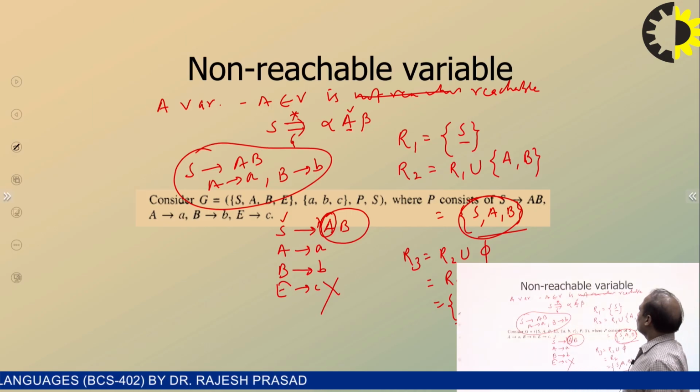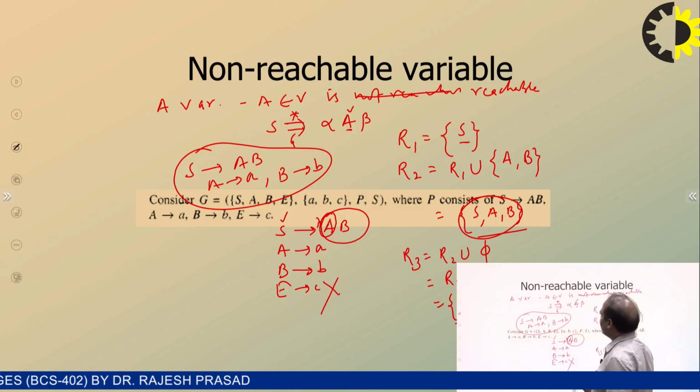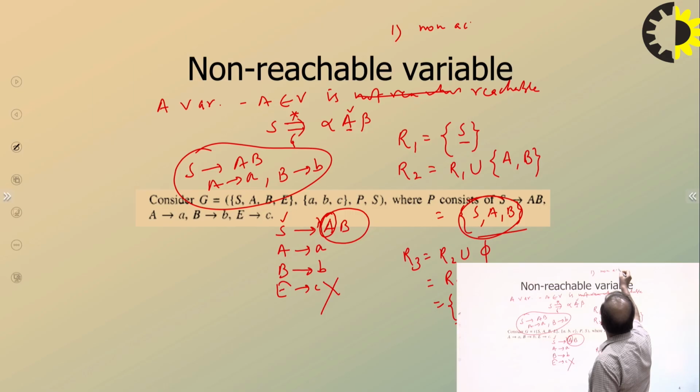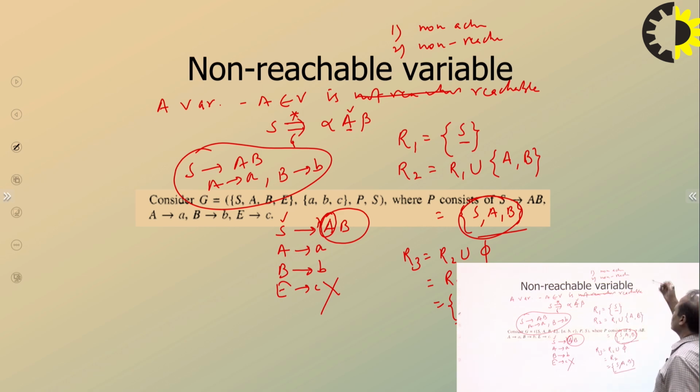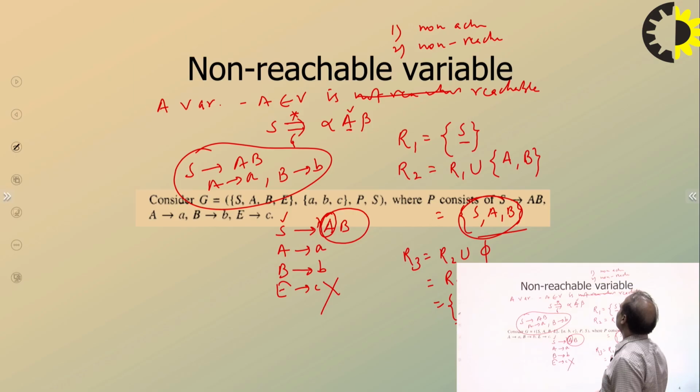Clear? So what is the order of removing? First, remove the non-active variables, and then the non-reachable ones. Please don't reverse it, because if you apply non-reachable first and non-active second, you may get useless symbols, right? So the order of application is non-active and then non-reachable.